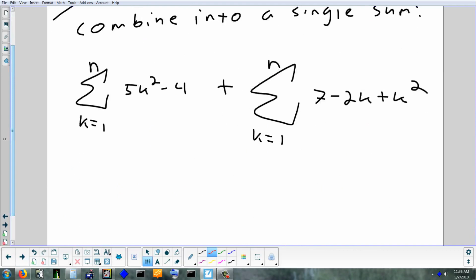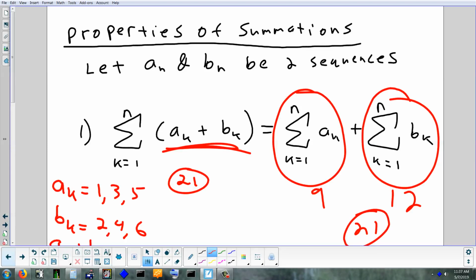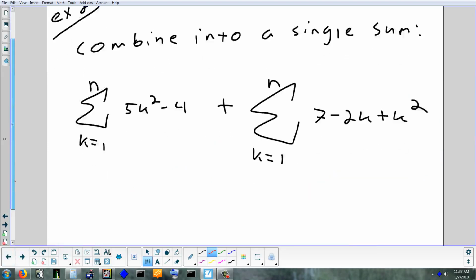Okay, so it says combine into a single sum. Notice when you combine things together, where it started and where it stopped has to be the same on each one. If this one started at 2 and ended at n, now we have a problem. You can't combine a sequence that starts at 1 with a sequence that starts at 2. You have to adjust something. They both have to start at 1. They both have to stop at n. Okay. And that's going to be our final answer. Wherever they start and stop originally, that's where they start and stop for the final answer.